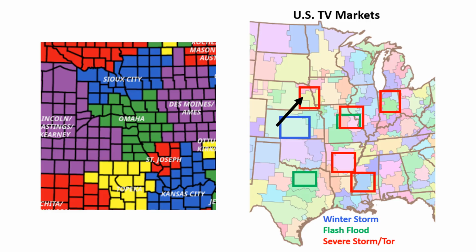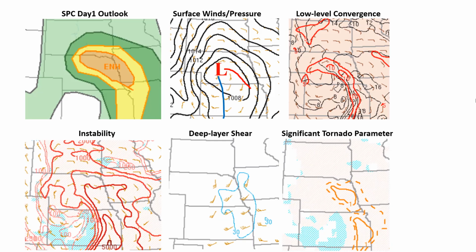For this case, we'll focus on the Omaha, Nebraska TV viewing market, shown in green on the left. This is one of 5 severe storm cases available in this video series. The Storm Prediction Center forecast had an enhanced risk of severe storms over northern and eastern Nebraska into western Iowa. We had a favorable setup for tornadic storms along a warm front, moving northeast across central Nebraska. We also had a favorable overlap of instability and deep layer shear in the same area.